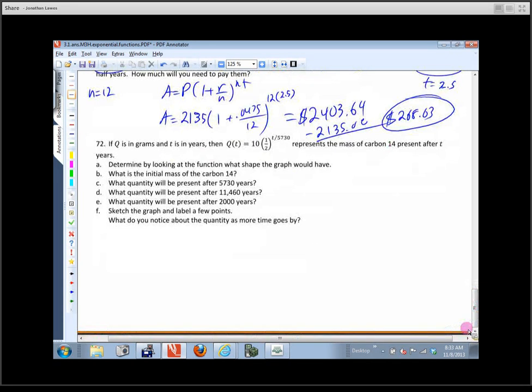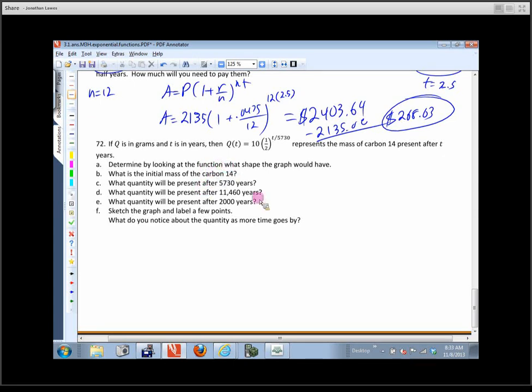This is a problem from your assignment or very much like your assignment. So let's take a look at this and just see if we understand it. Yeah, there are a lot of words there. It says Q is in grams and T is in years. So Q, grams, quantity. Quantity of grams, the amount, okay?